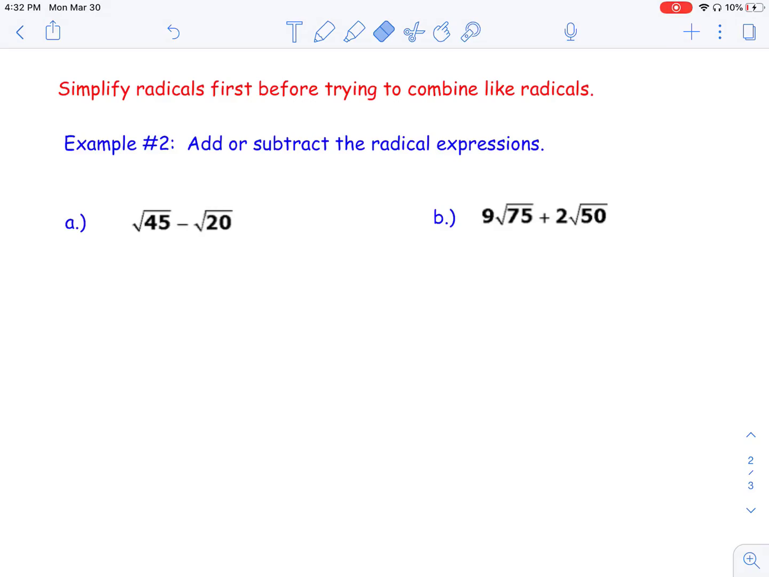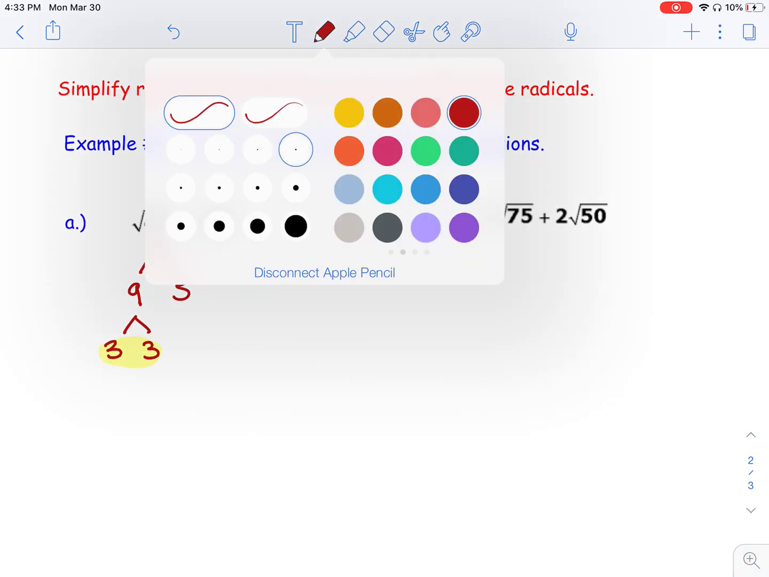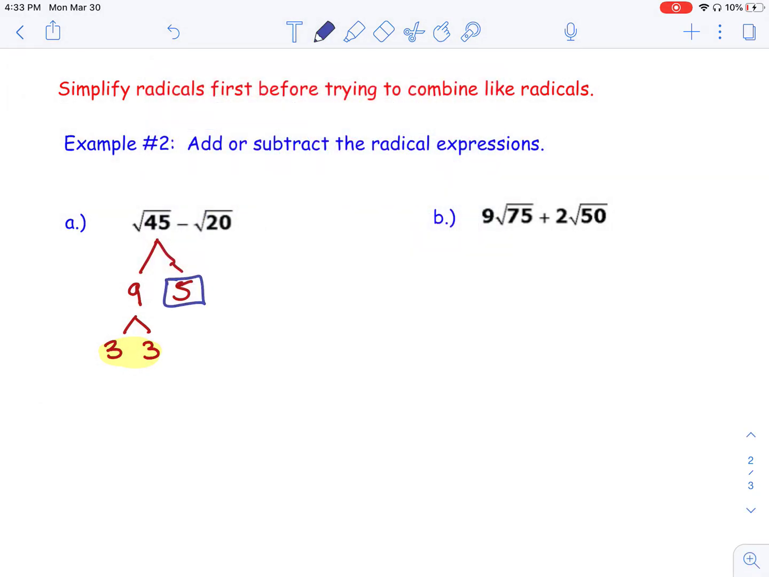Okay, in example 2, the difference between these and the ones that we did in example 1 is that what's under the radical isn't the same, but we can simplify these to see if, after we simplify them, we can combine them. So I want to look at radical 45. That is really 9 times 5. 9 is a perfect square, so I'm going to get my pair here. I'll be able to simplify this radical by taking out a 3 and leaving a 5 underneath. So this one's going to end up being 3 radical 5.